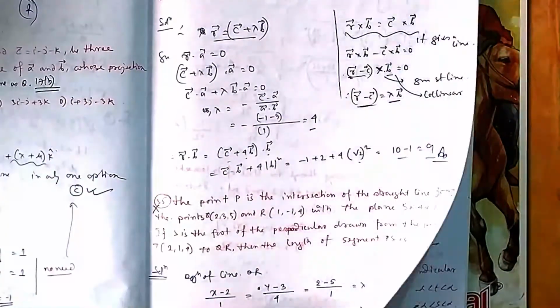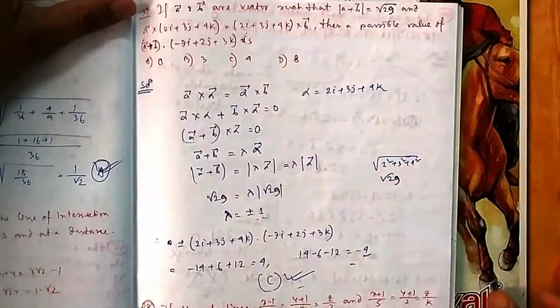Again, question number 35 is based on 3D. 36 is also based on 3D. So let's come to 37.